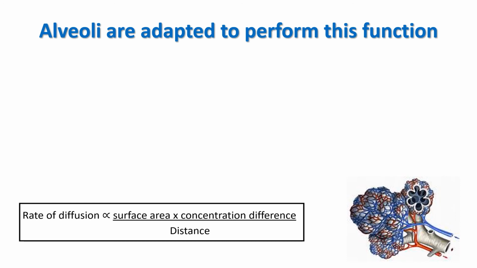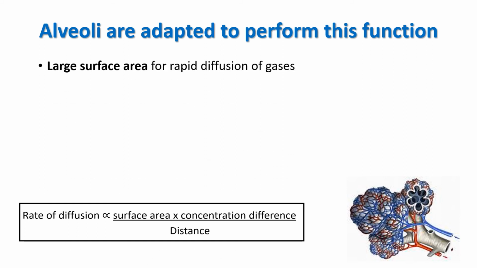Now, alveoli have some very special adaptations, and the special adaptations are all based around making the surface area as big as possible, making the concentration difference as big as possible, and making the distance that the gases have to travel across, remember CO2 and O2, as small as possible. Because by increasing the surface area, increasing the concentration difference, or decreasing the distance, we will make the rate of diffusion increase. So the gases move in and out of the blood faster.